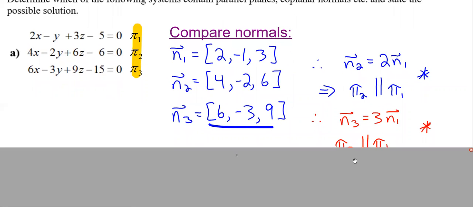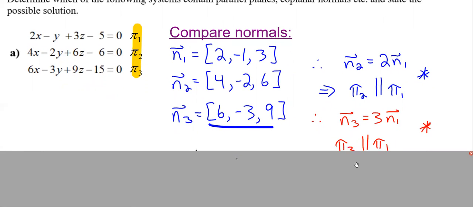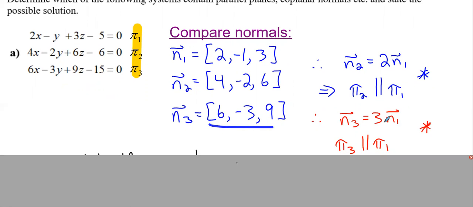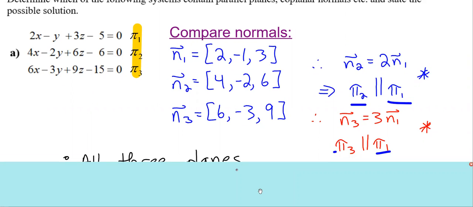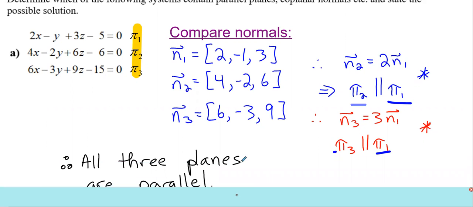let's take a look at plane 3. Now, the normal vector for plane 3 is a scalar multiple of the normal vector for plane 1. So plane 3 and plane 1 are parallel. So if plane 2 is parallel to plane 1 and plane 1 is parallel to plane 3, then all 3 planes have to be parallel.